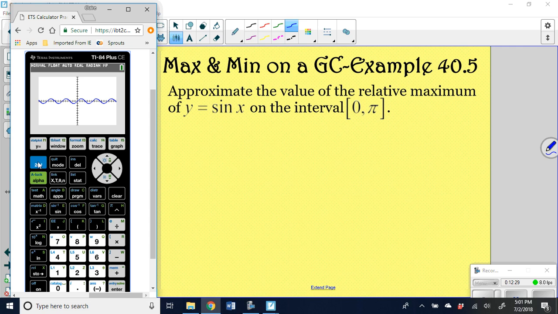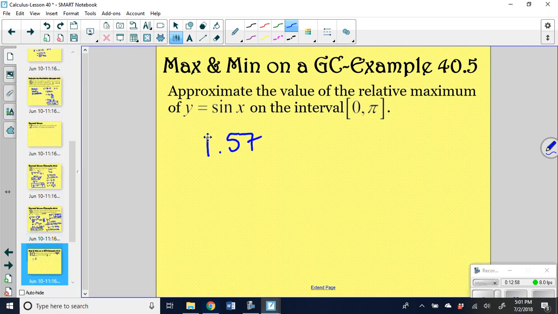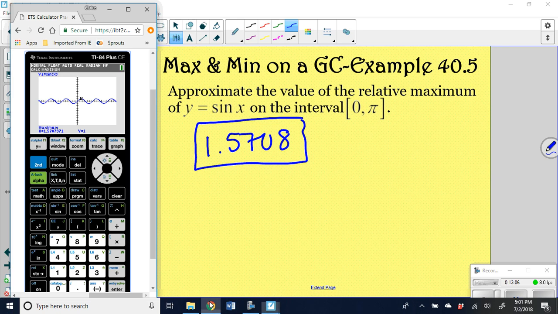So you're going to go to calc, so you're going to do second trace, and we're going to do maximum, which is 4. And so we can actually type in 0 for our left bound, and then our right bound is going to be pi. And then you can guess that it's about right there. And it tells you it is exactly 1.5708. Well, approximately, because that's what it's rounded to.